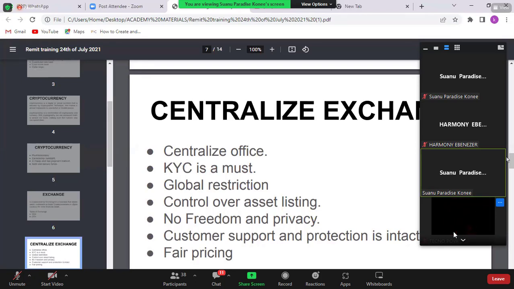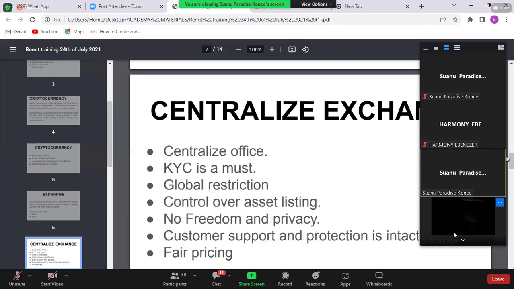Now, these are the features of a centralized exchange. It has a centralized office. They have a central office, just like Binance. Binance has a central office. Now, KYC is a must. What is KYC? KYC means know your customer. And why is know your customer a must? Because they want to limit fraud in the exchange.